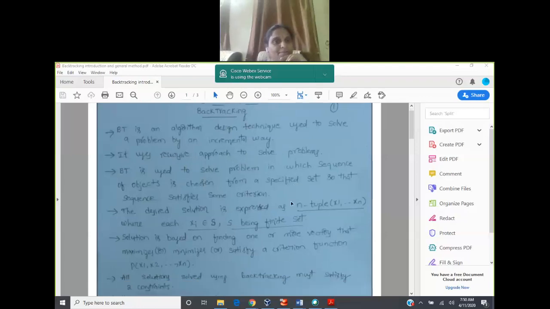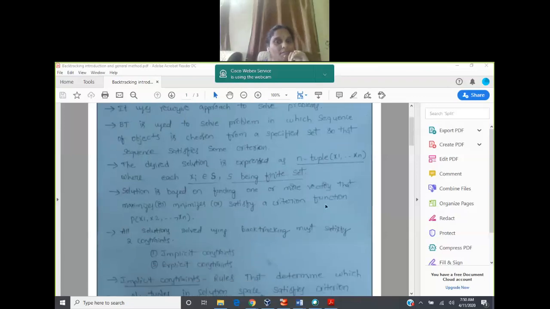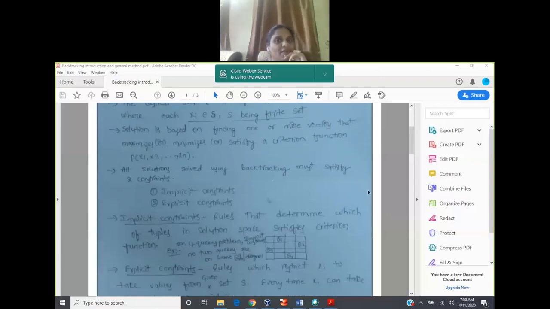In backtracking, the solution vector will be expressed as an n-tuple x1, x2, and so on up to xn, where each xi should be either 0 or 1. If you consider x1, it will be 1. If you don't consider x1, it will be 0. Here on the input set, we will apply two constraints. The two constraints that must be satisfied on the input set are implicit constraints and explicit constraints.